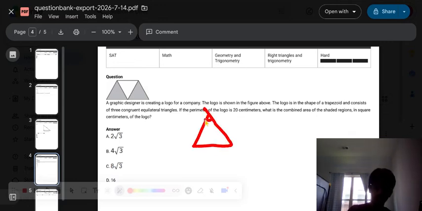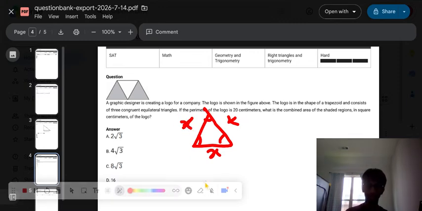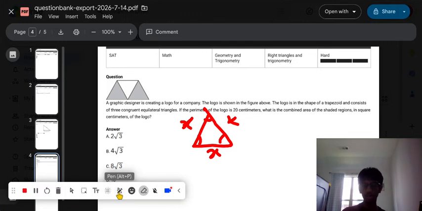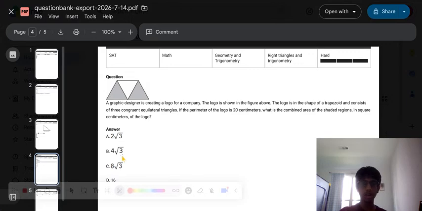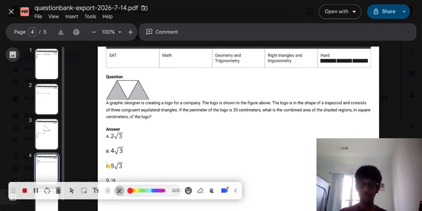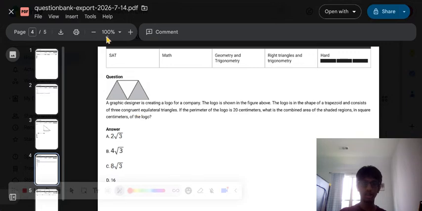This is 60, this is 60, and this is 60. We also know that all of them have the same side lengths. Remember, if all of your angles are the same, that means that your side lengths also have to be the same, right? So now there are actually, I guess, 2 ways to solve this. One is using your special right triangle, and the other is by knowing your area of an equilateral triangle formula. I'll first show you using the 30, 60, 90 triangle.